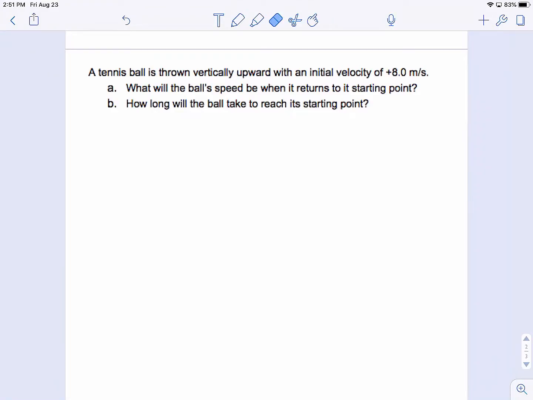Okay, so let's look at some free fall problems where the object is being thrown or launched vertically up into the air. So here a tennis ball is thrown, that's a keyword, vertically upward with an initial velocity. We know that once the tennis ball leaves the person's hand, it is freely falling because the only force acting on it is gravity, assuming negligible air resistance. Therefore, it's going to be uniformly accelerating.